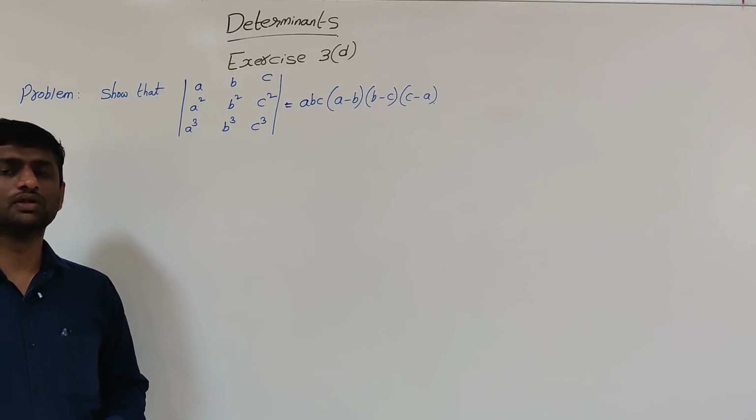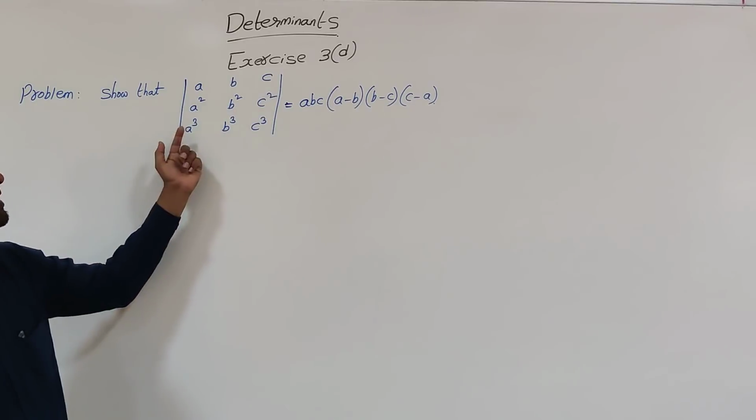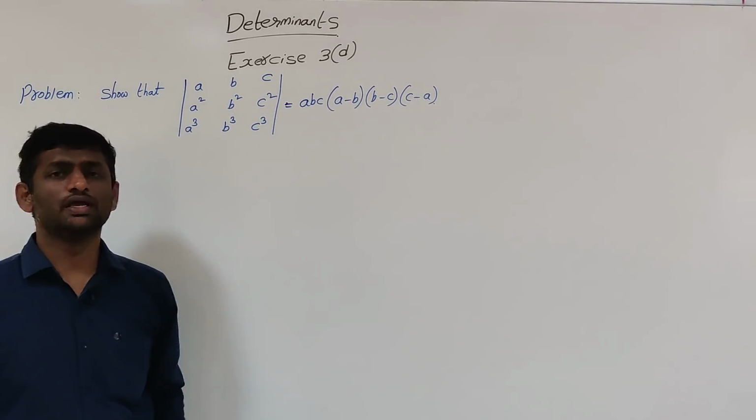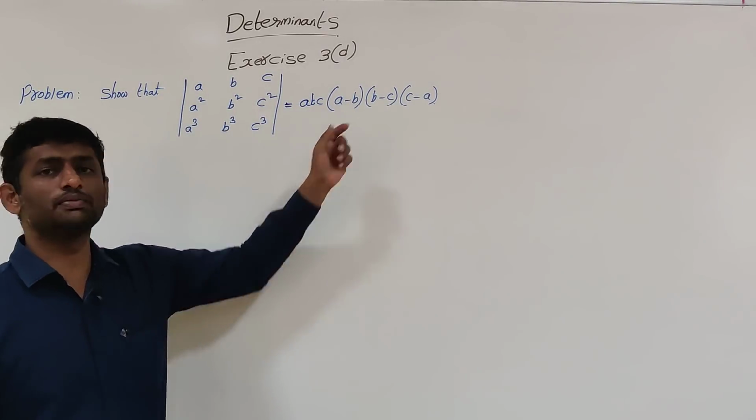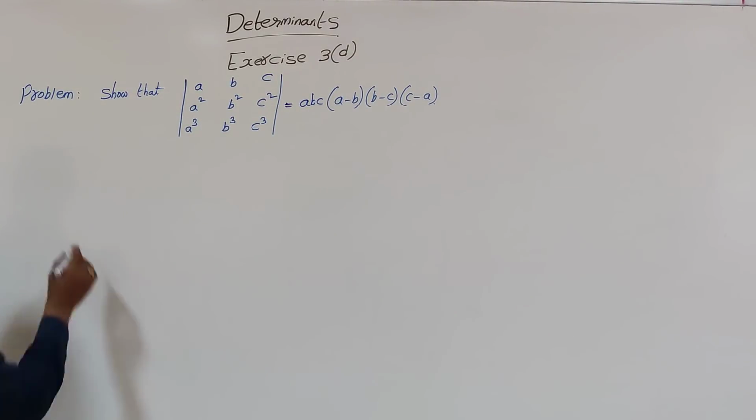Next problem. Show that the determinant of A, B, C, A square, B square, C square, A cube, B cube, C cube is equal to ABC times (A minus B) into (B minus C) into (C minus A). Now we'll see the LHS.